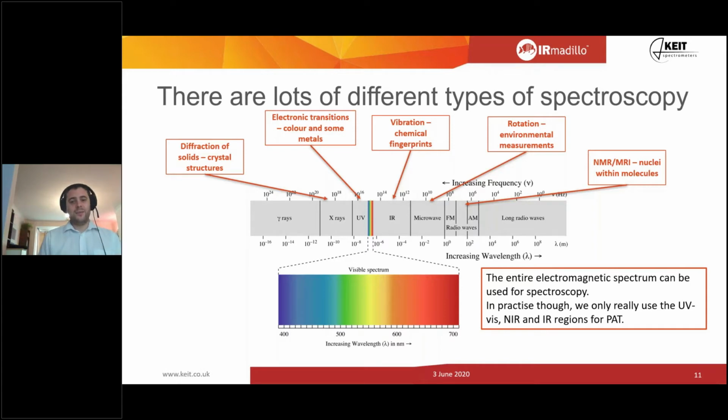For PAT, we tend to focus on UV-Vis, near-infrared, and infrared. The near-infrared, by the way, is this bit just here, between the red that we can see and the infrared. That's what the near means. It means close to the bit that we can see. So we have near-infrared here, we have mid-infrared in the middle, and far infrared, which is the stuff that's far away. It's not a complicated naming system.